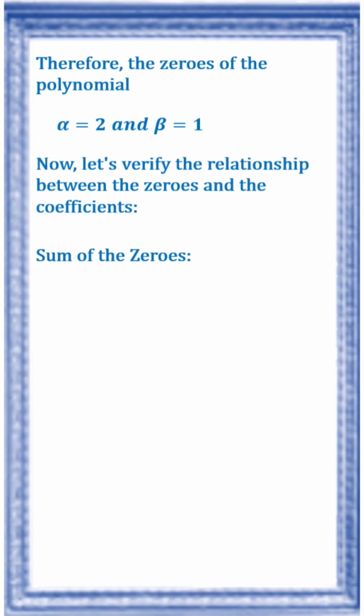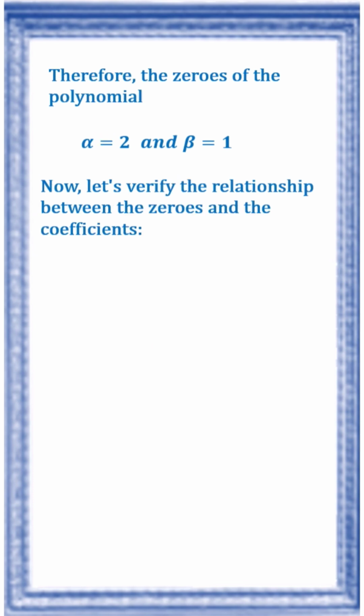Sum of the zeros, alpha plus beta, is equal to minus b by a, we already know. Now let us find alpha plus beta, means 2 plus 1, that is equal to 3. Minus b means b is negative of 3. Negative of negative 3 upon 1, a is 1. So this is equal to 3.